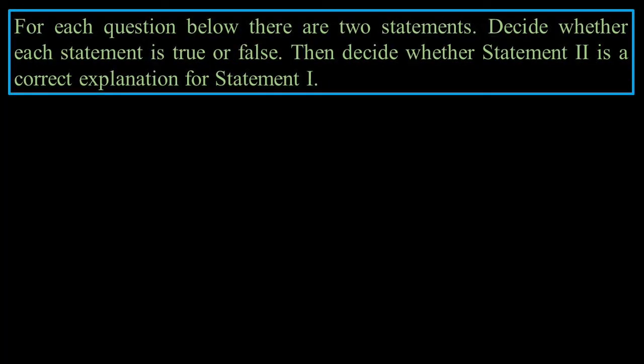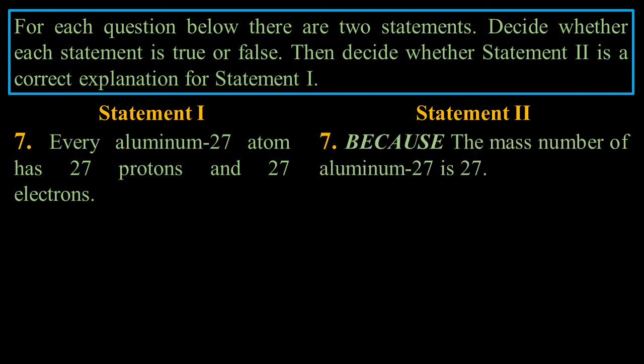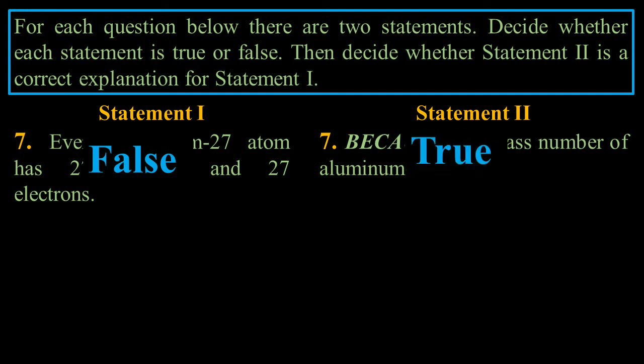For each question below, there are two statements. Decide whether each statement is true or false. Then decide whether statement 2 is a correct explanation for statement 1. Every aluminum 27 atom has 27 protons and 27 electrons. Well, a lot of that's not true, because the mass number of aluminum is 27. I'm not sure what that all means, but statement 1 is definitely false. And if you're playing Jeopardy, where you're given the answer and you don't know what the question is, statement 2 is definitely true, but not to that question.